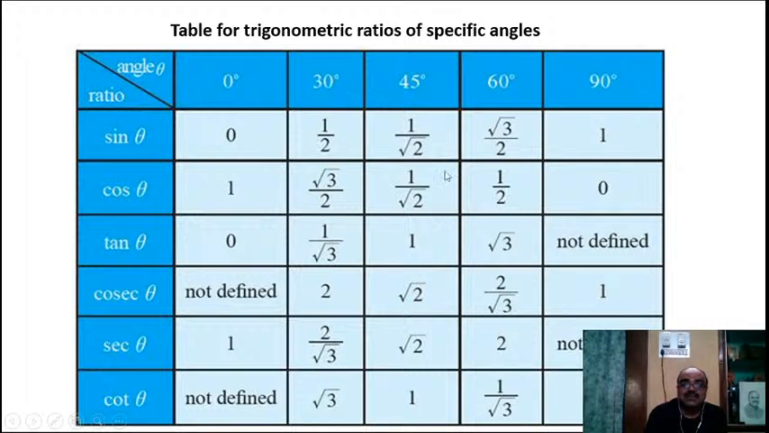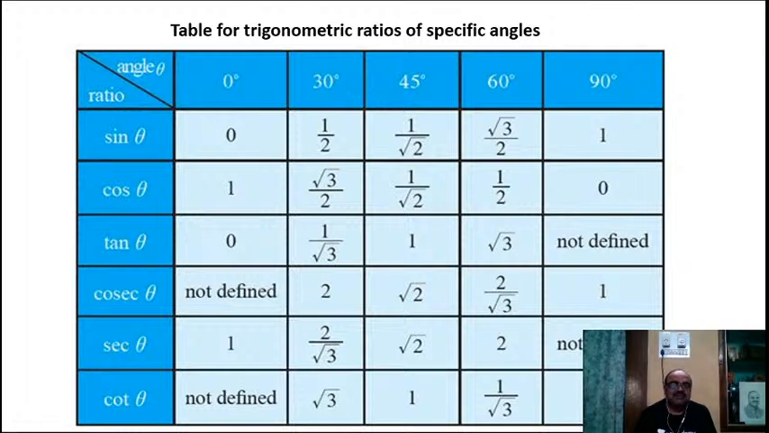These things we must remember. That is exactly what we were talking about there. Sin of 90 minus theta is cos theta. Cos of 90 minus theta is sin theta. So sin of 90 minus 60 is cos 30. Correct? So that's what it is.